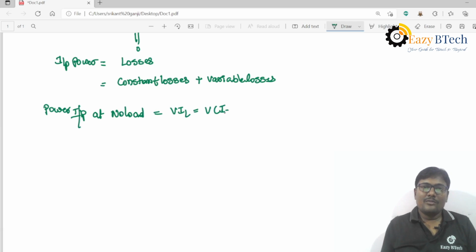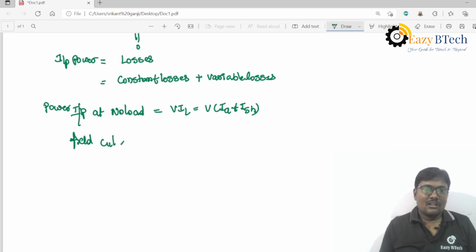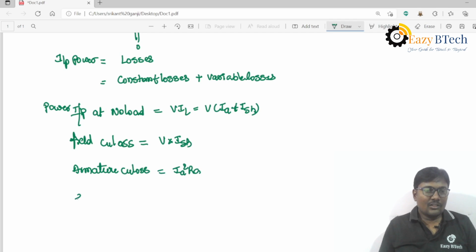That should be equal to V into IA plus ISH. And we have a field copper loss also. The field copper loss is equal to V into the shunt field current. What is the armature copper loss? The armature copper loss is equal to IA square into RA.